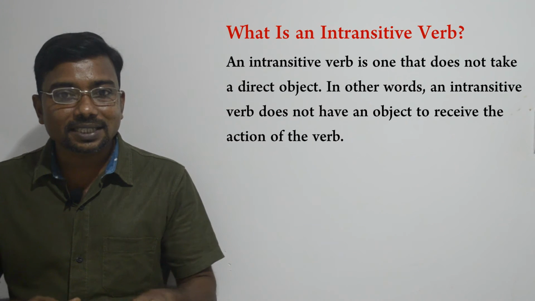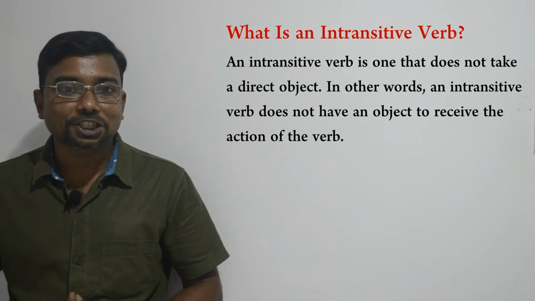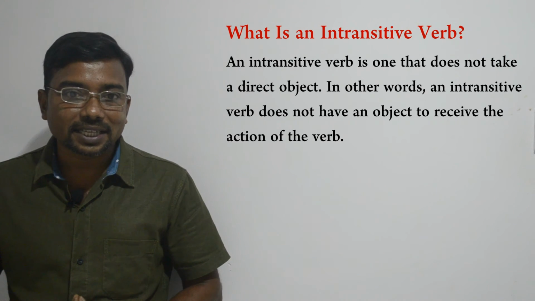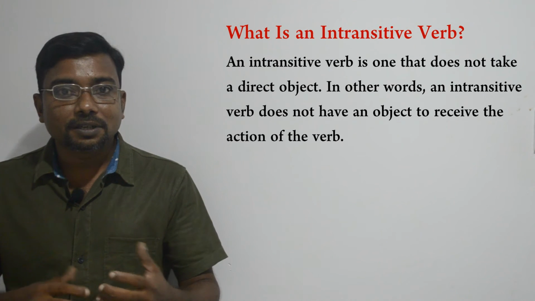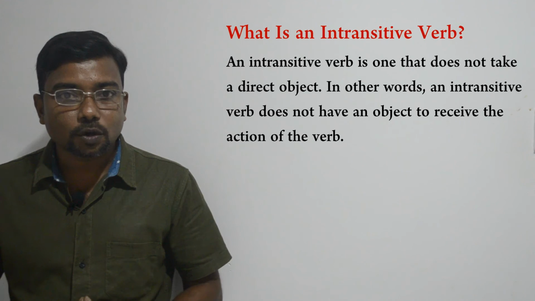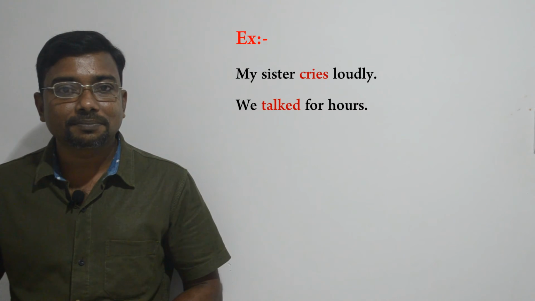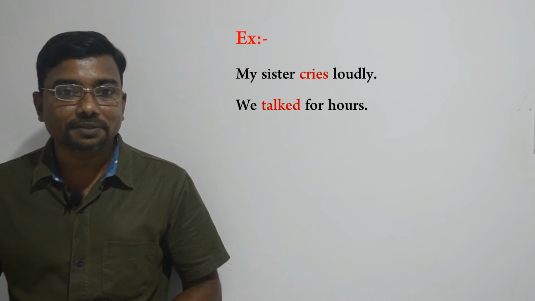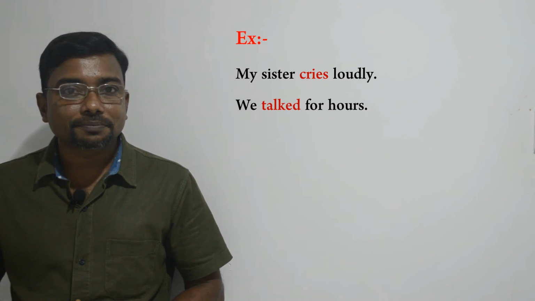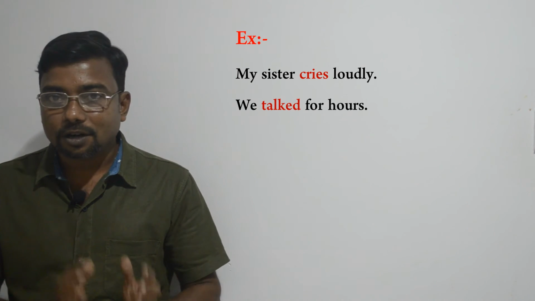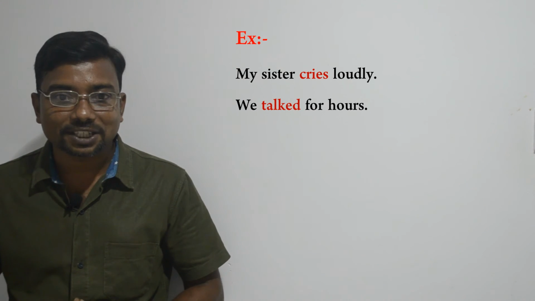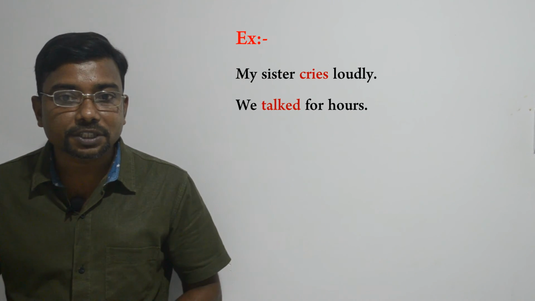An intransitive verb doesn't have an object to receive that action. That is to say, without an object they can convey a complete idea in the sentence. Remember, these intransitive verbs usually are followed by adverbs or prepositional phrases. Okay, let's look at some examples. Look at this example. My sister cries loudly. We talked for hours. Okay, here cries and talked act as intransitive verbs because they do not require an object to receive that action. They are followed by an adverb and a prepositional phrase.